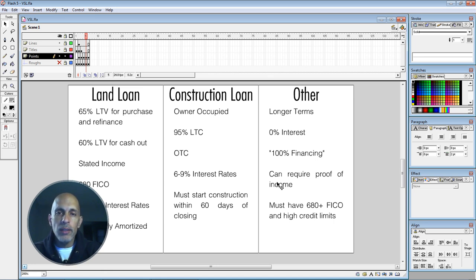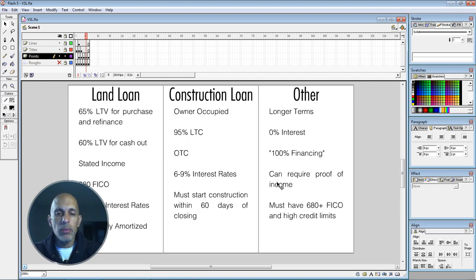This is an OTC, or one-time close, loan, which means that it's interest only during the construction phase, and after you finish construction, you do not need to refinance to pay off the construction portion of the loan. It just turns into a fully amortized loan over the remaining 29 years. So it's a 30-year loan. First year is interest only. The remaining 29 years is fully amortized, and your interest rates are usually between 6 to 9%.